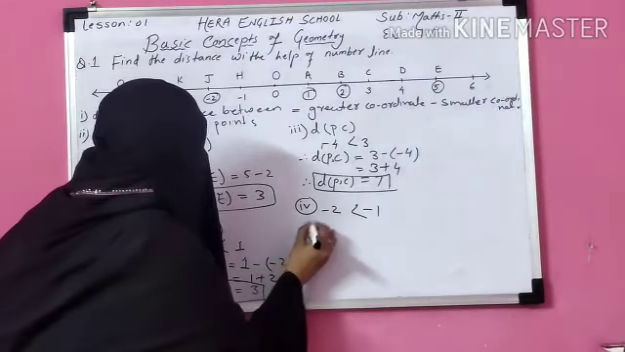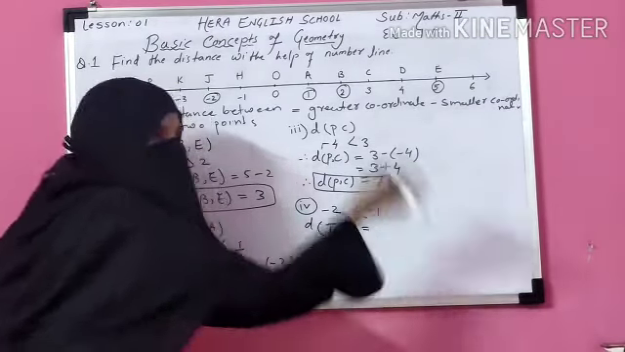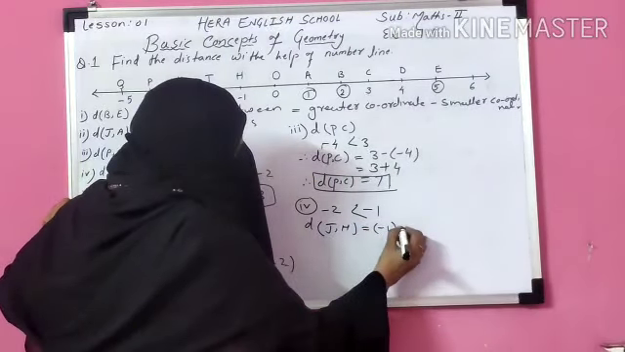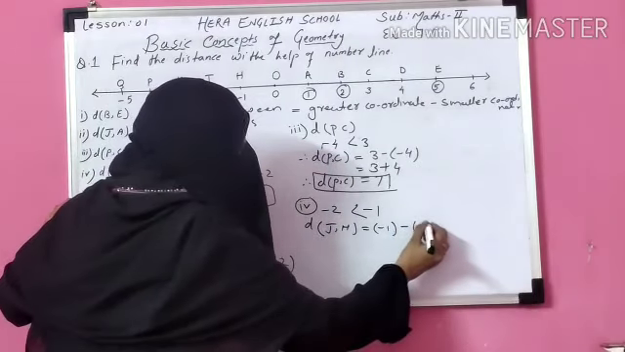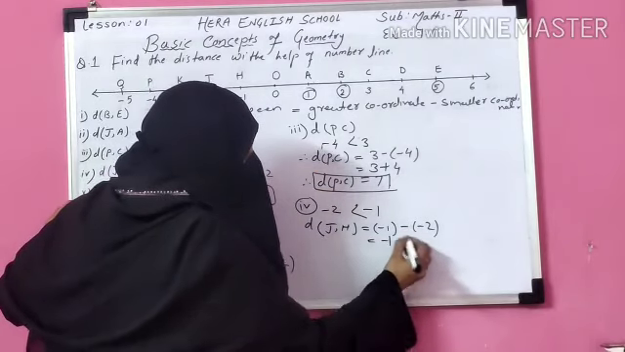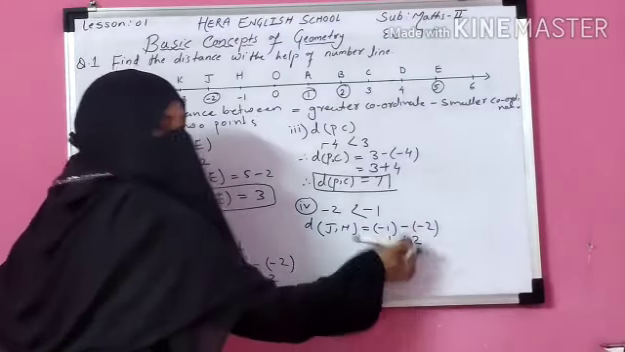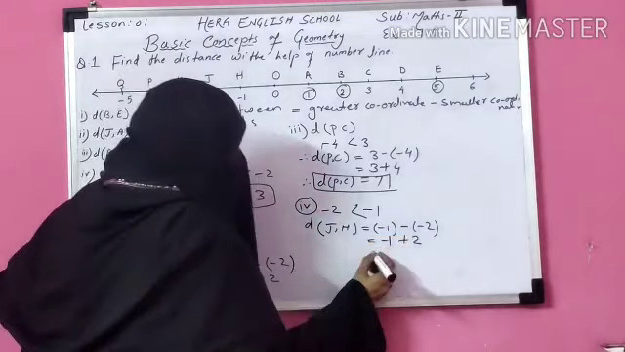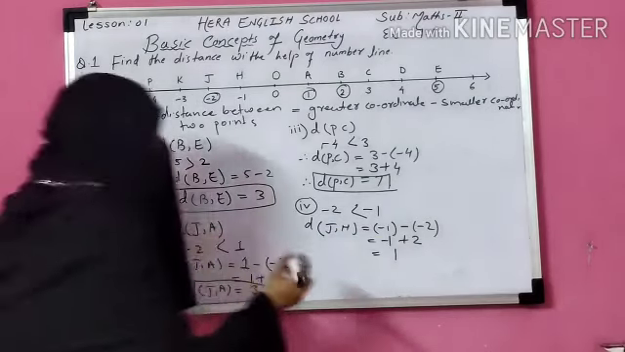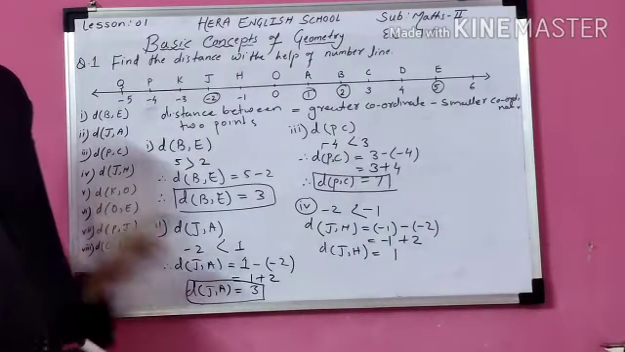So the distance between points J and H is equal to greater coordinate minus smaller coordinate. The greater coordinate is -1, minus the smaller coordinate -2. So -1 as it is, minus minus becomes plus, so +2. Then -1 plus 2 is 1. So the distance between points J and H is equal to 1. This is your fourth question.